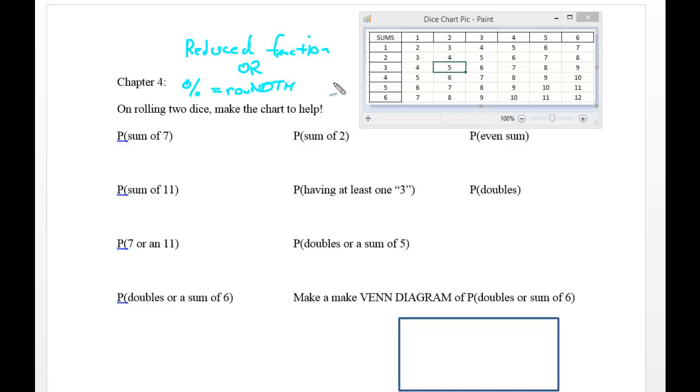Rounding to the tenth would mean that the percent would be, for example, an example of a reduced fraction would be like 1/4 instead of 13 over 52, which is basically picking a club out of a deck of cards. And a percentage rounded to the nearest tenth would be like 16.7%. The tenth is 1 decimal place after the decimal.